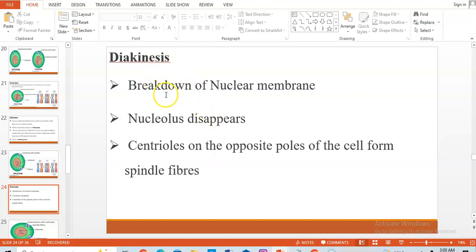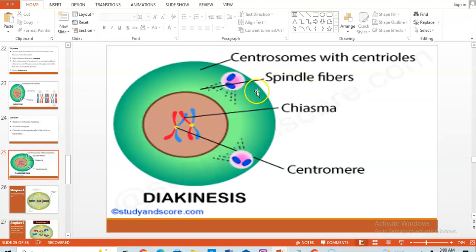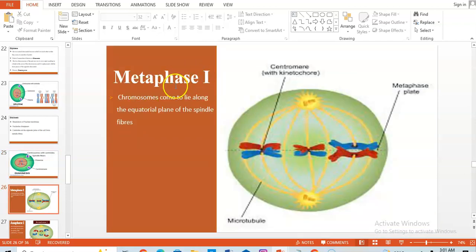The major thing you need to remember is the breakdown of this nuclear membrane and the nucleus disappearing, alright, and the centrioles forming spindle fibers. So that's what happens here. You can see it here. The nuclear membrane will break down later, the nucleus will disappear, the centrioles are moving to the opposite poles. So now we'll talk about the next stage.